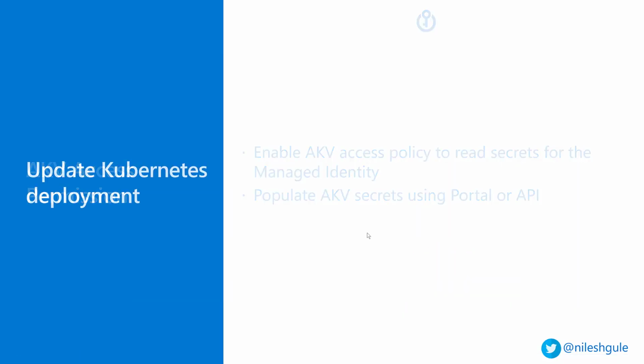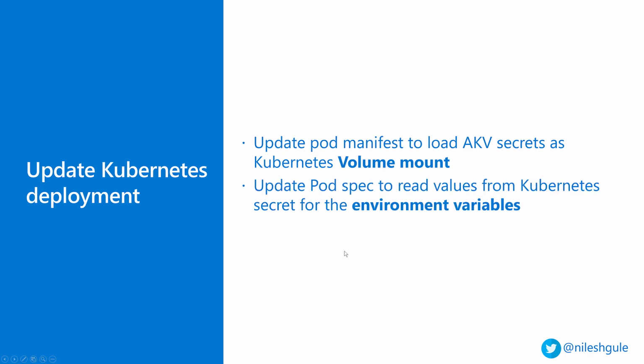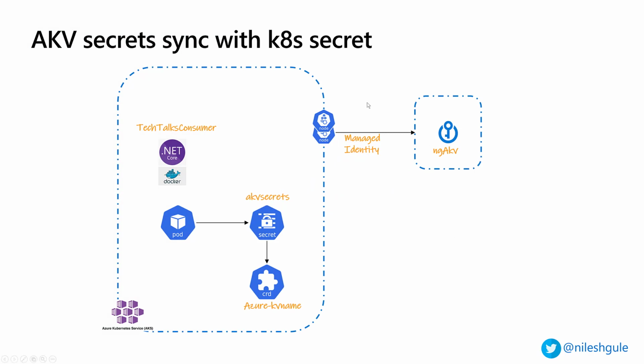So once we have the secrets populated, we update the Kubernetes deployment file, and the pod spec or the deployment spec has been updated to have the AKV secret mounted as a volume mount. And then we also updated the environment variables to pull the values from Kubernetes secrets. So if we look at the complete picture, this is how it looks like. We have the TechTalks consumer, which is the Kubernetes manifest or Kubernetes object, which is going to use the Key Vault secret.